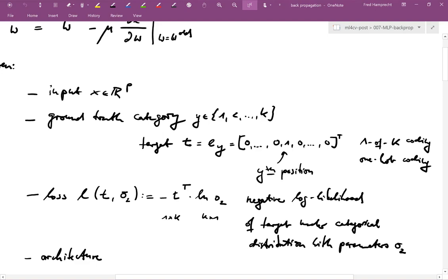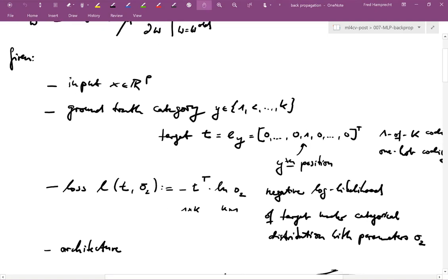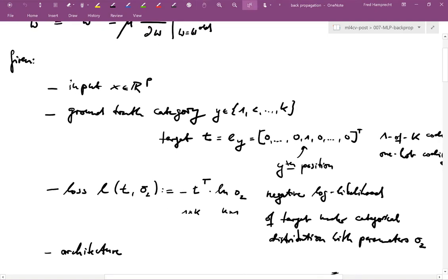So this has a 1 at the entry of the true class and 0 for all other classes. And then we need a loss function. And again, for regression, it is a good idea to use a squared loss, but when you use classification, then usually it's recommended to use cross entropy, which is defined here.